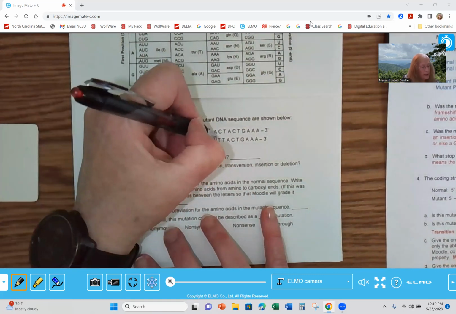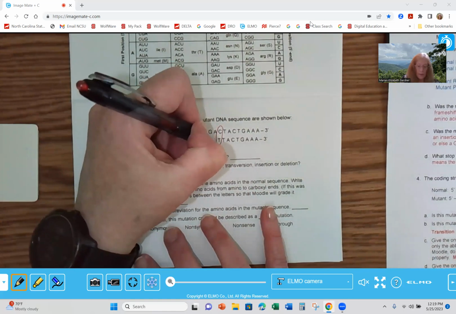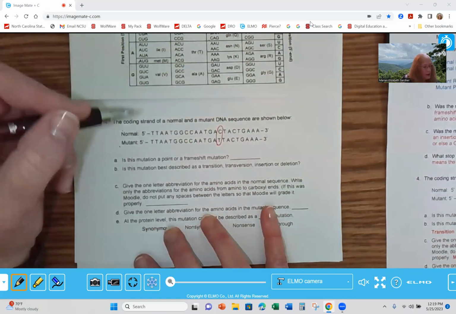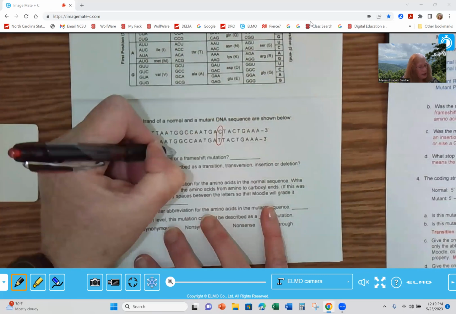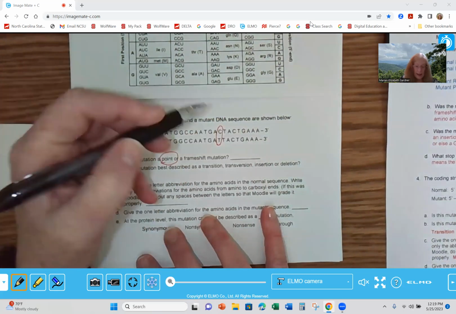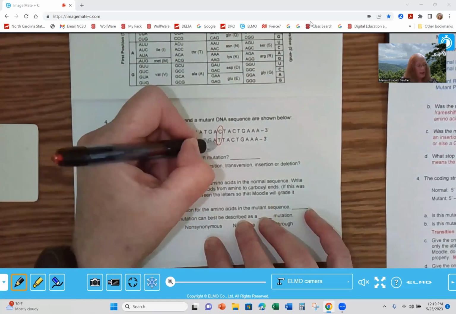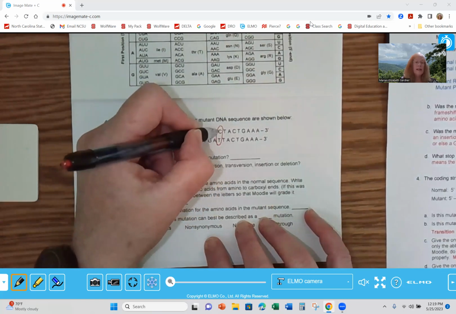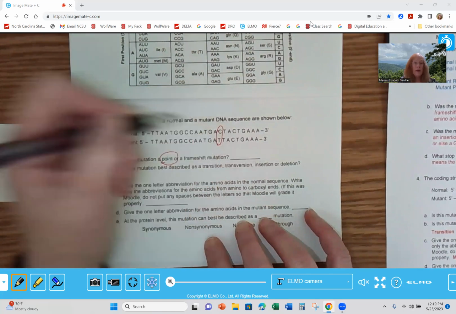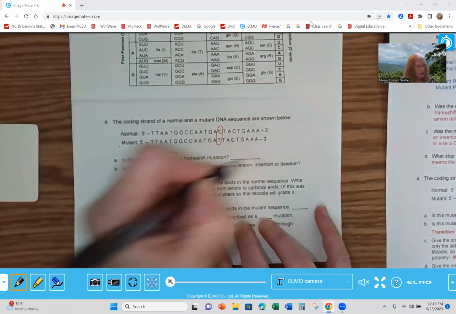Ah, here we go. Right there. So this is a point mutation. And it appears that I went from a CG base pair to a TA base pair because I went from C to T. So that's going to be a transition.